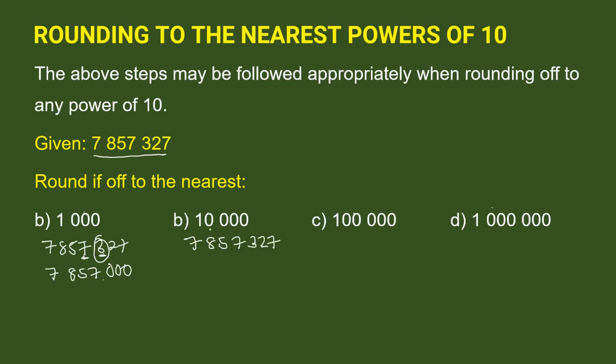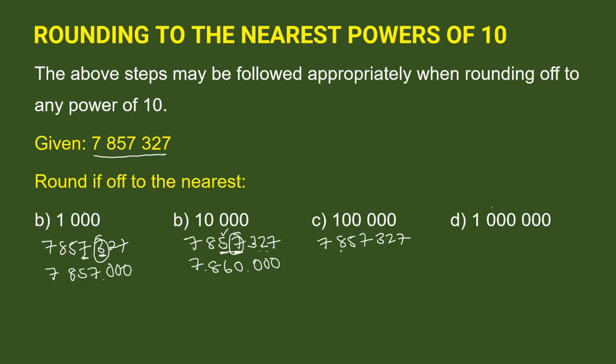Right? To the nearest 10,000, we have 7,857,327. The digit which is 10,000 here is this 5. Then the number to the right of it is 7, which is greater than 5. So this number 5 will increase by 1 and become 6. And then the rest of the numbers become zeros. So it's 7,860,000.